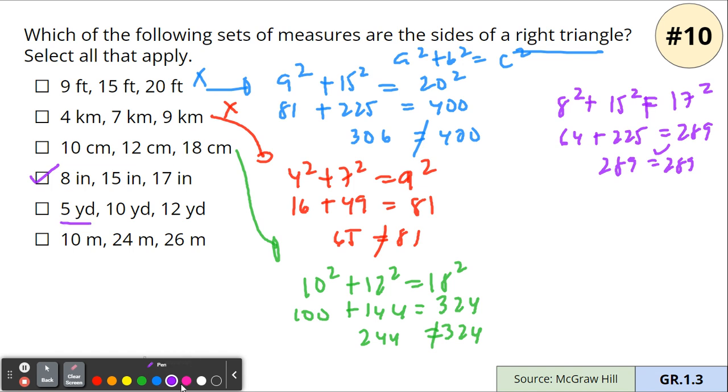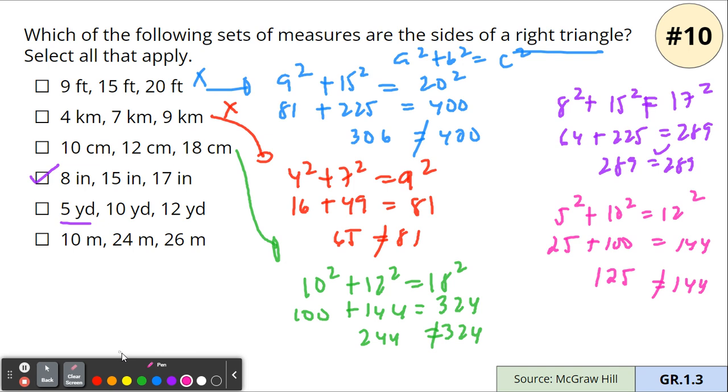This one is 5 squared plus 10 squared is equal to 12 squared. So you have 25 plus 100 equal to 144. Obviously, this is not a right triangle because 125 is not equal to 144. Let's have the final one.